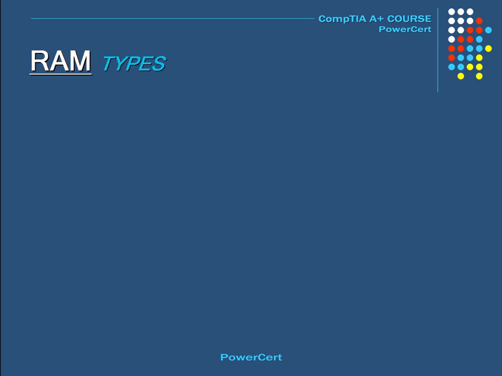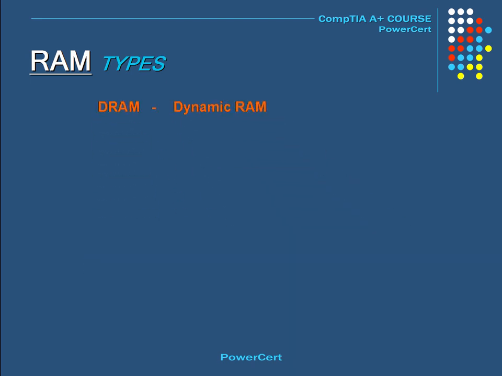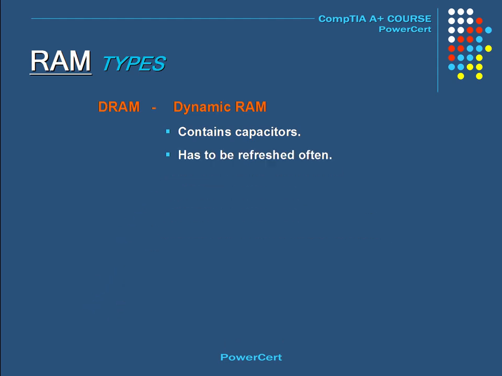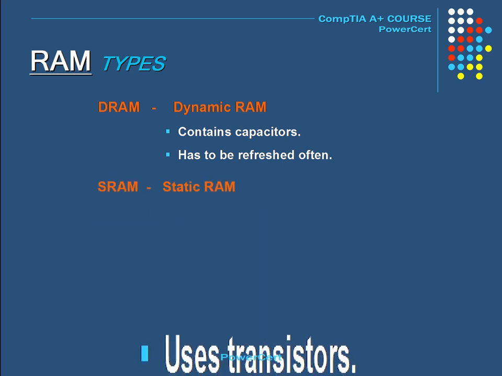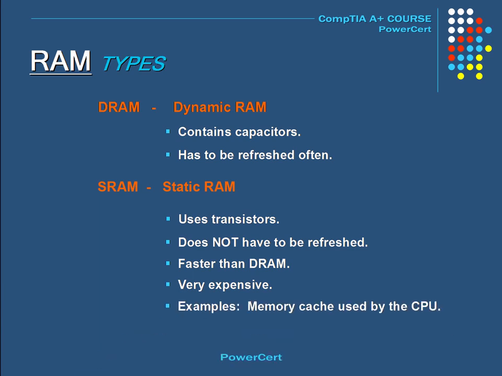RAM also comes in different types, such as dynamic RAM or DRAM. DRAM is memory that contains capacitors, and because it has capacitors, it has to be refreshed often. SRAM stands for static RAM. This memory uses transistors and does not have to be refreshed, unlike DRAM. And because of this, it is much faster than DRAM, and it is also very expensive. An example of SRAM would be the memory cache level 1 and 2 that is used by the CPU.